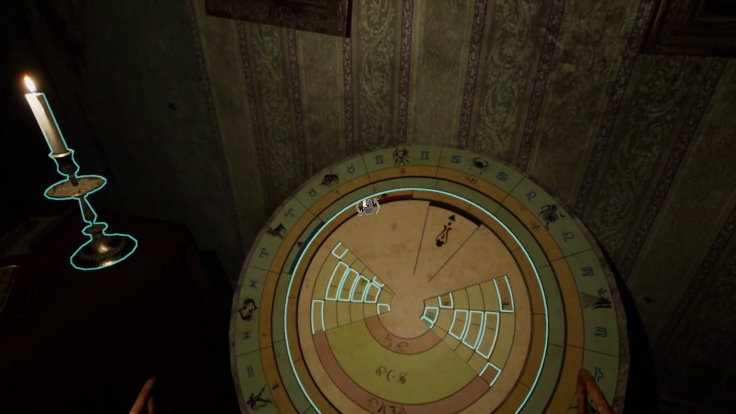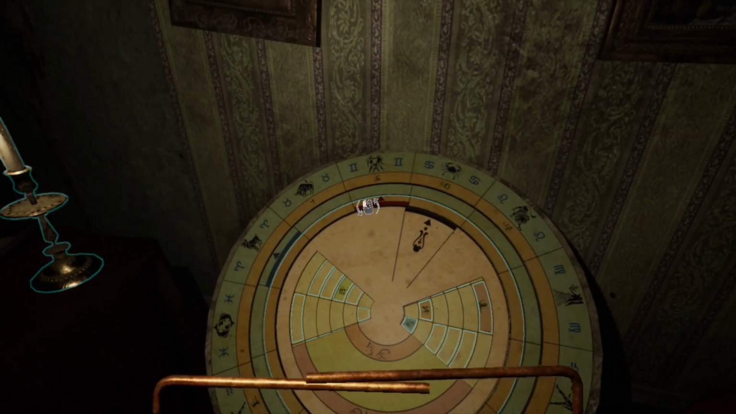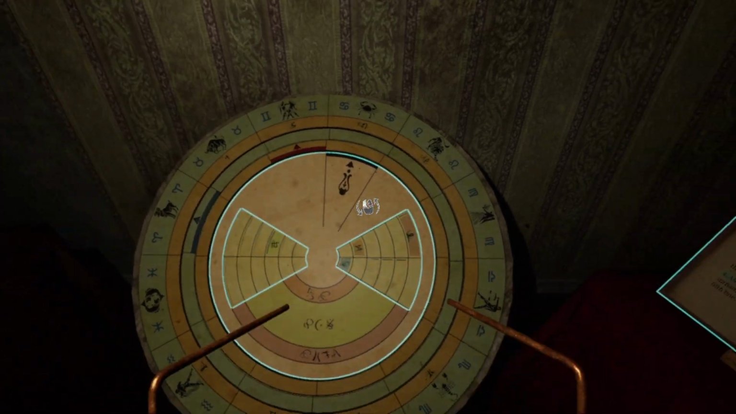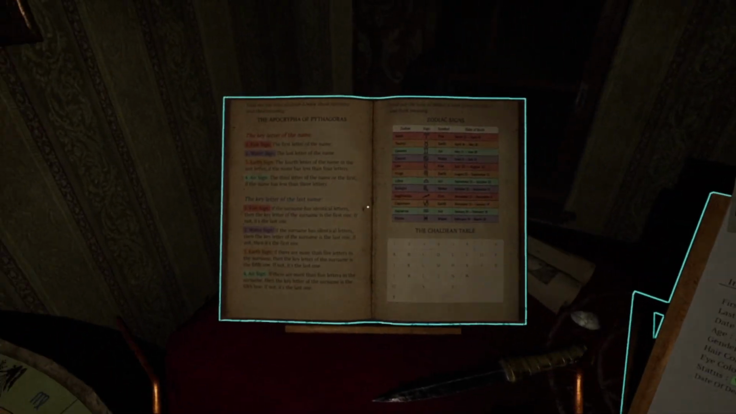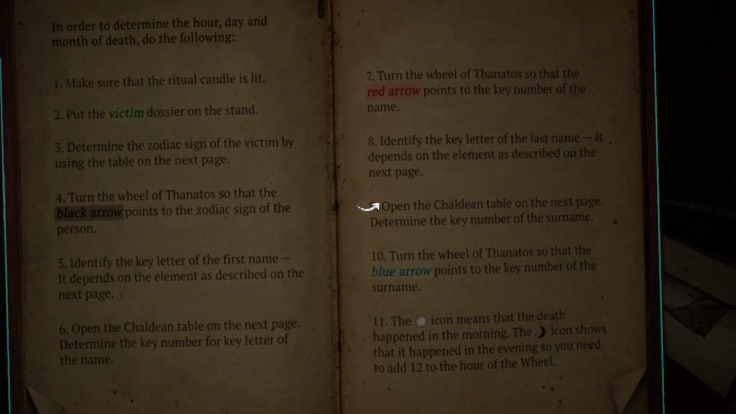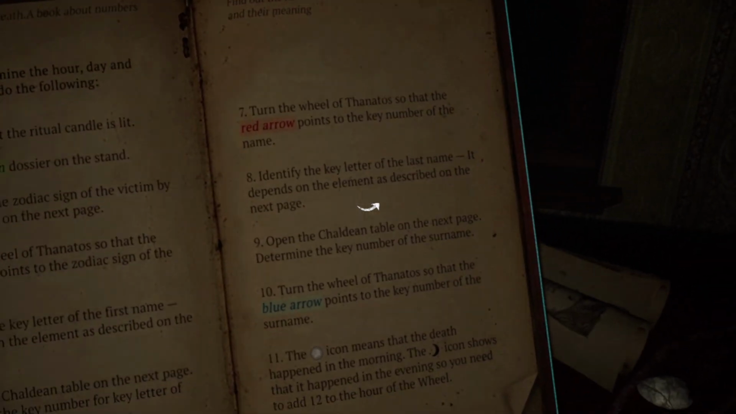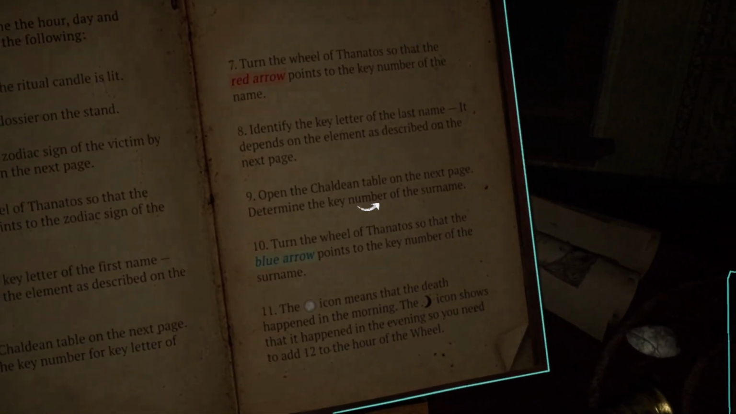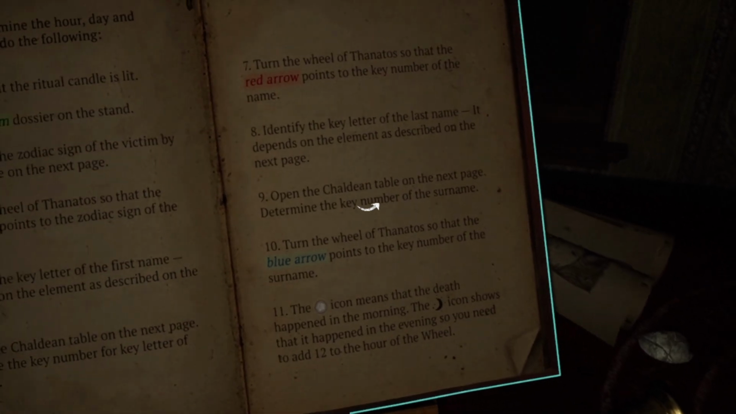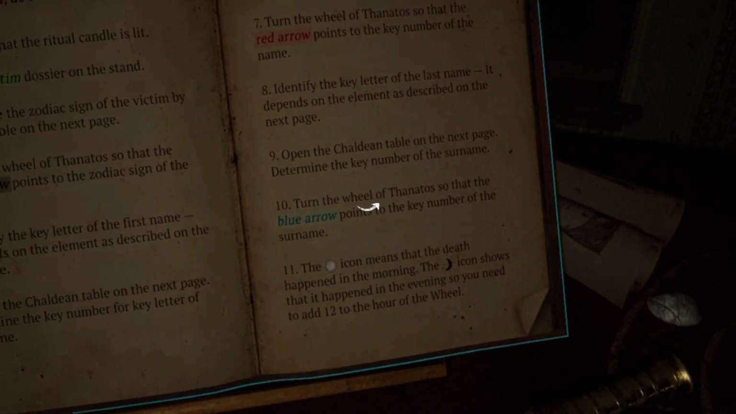Yeah, because I'm not seeing any other numbers anywhere. Unless maybe I can't see it right now because we're not using the magic. It's possible. Alright. Identify the key letter of the last name. It depends on the element described in the next page. Open the next page. Determine the key number of the surname. Alright, use the blue for that.